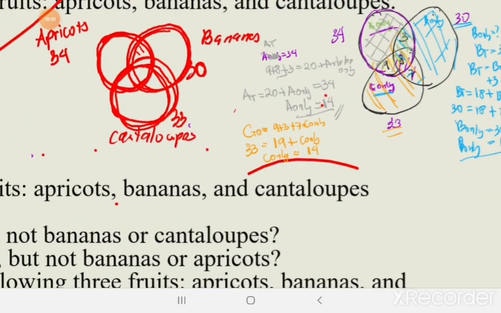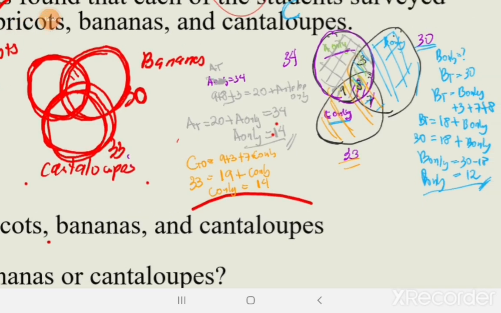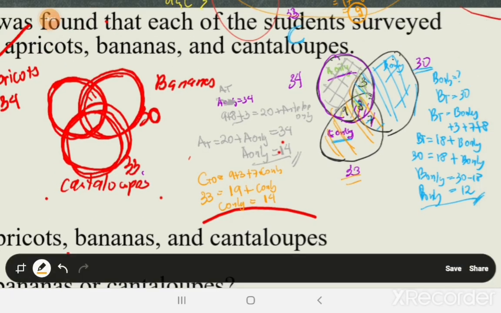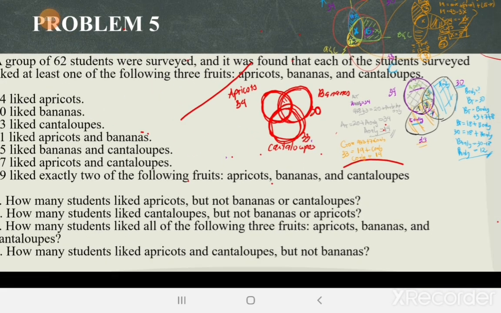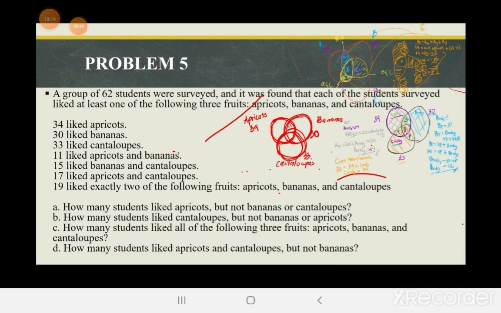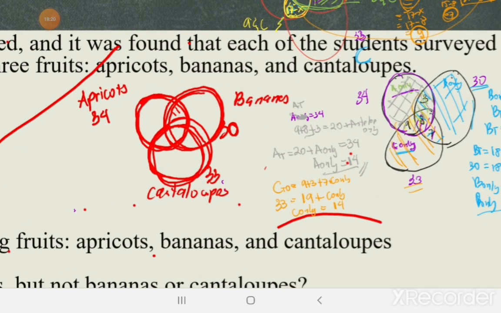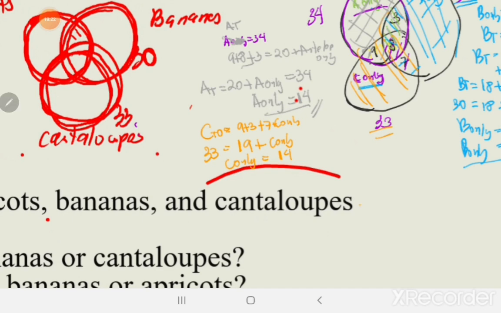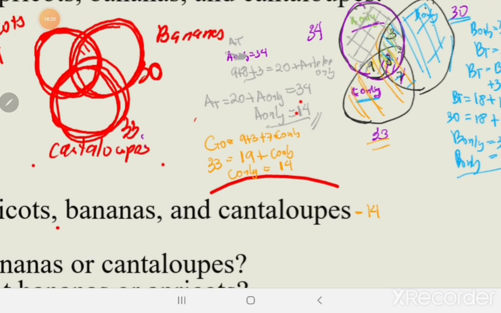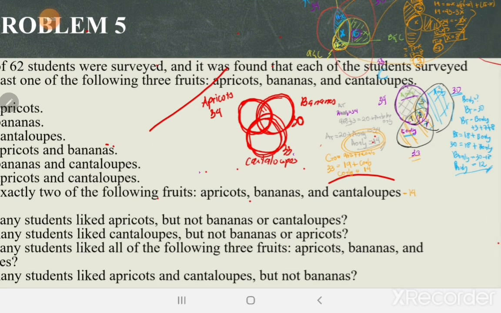Okay. That is, those people who are loyal to cantaloupes, or cantaloupes only, is 14. Your antelopes only is 14. And your bananas only is 12. Right? So, let us answer the question. How many students like apricots but not bananas or cantaloupes? Those loyal only to antelope. So, 14. So, we saw it in the diagram, right? This is those loyal to antelope, which is 14.